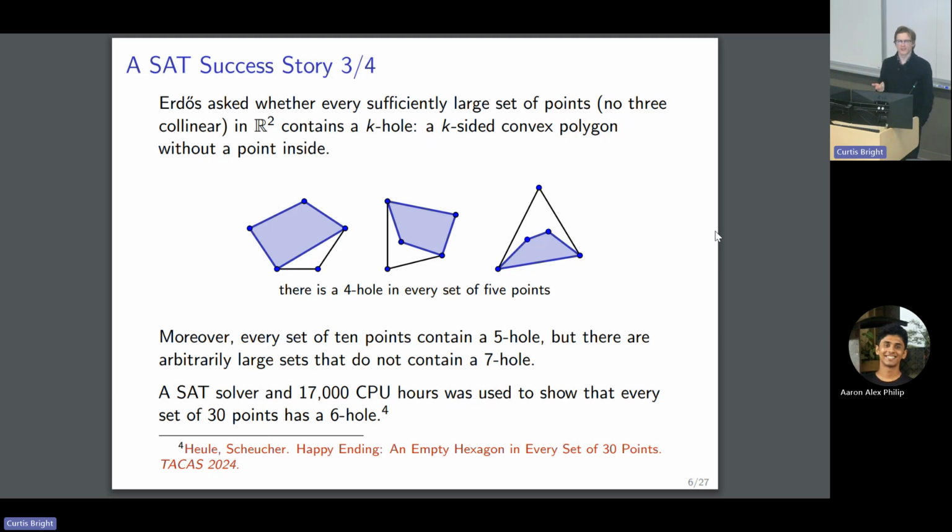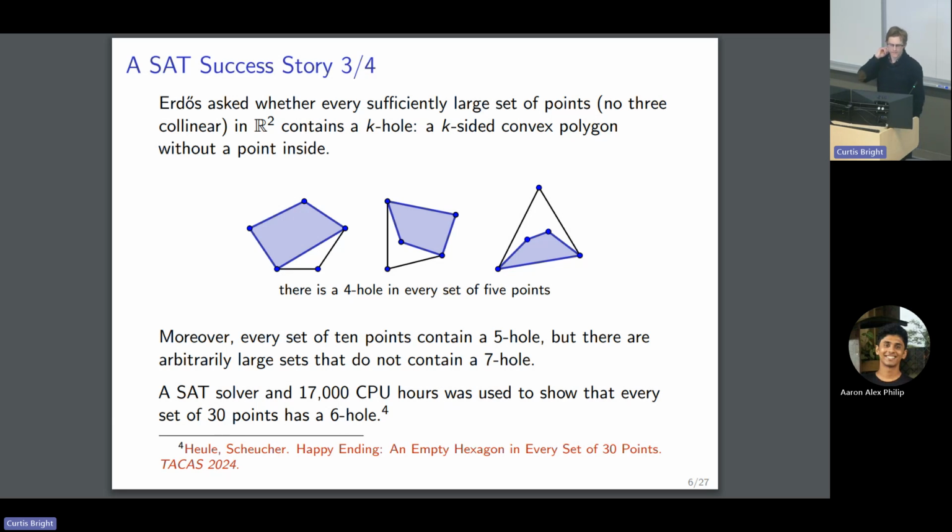So the question is what happens for 6-holes? The best result was just found last year. They actually showed with the SAT solver that for 6-holes, if you have 30 points, you're guaranteed to have a 6-hole. If you have 29 points, there are sets of 29 points without a 6-hole. Right? So 30 is the magic number there.